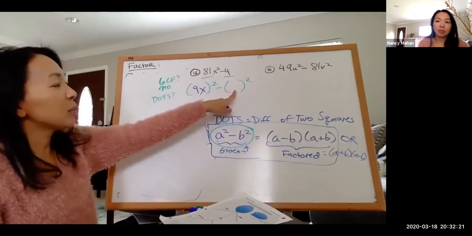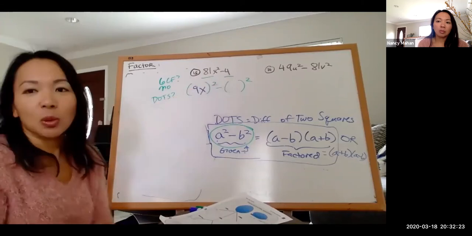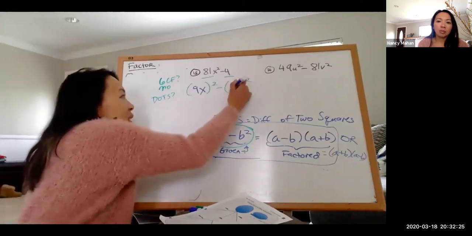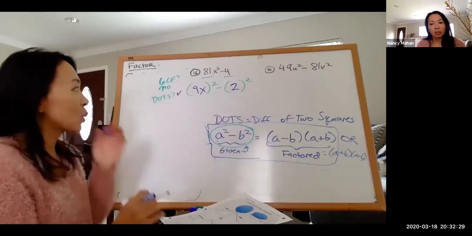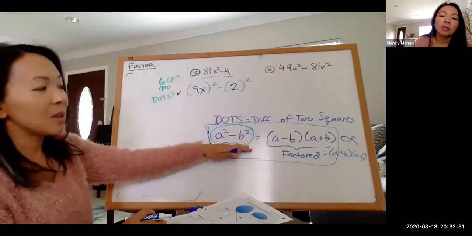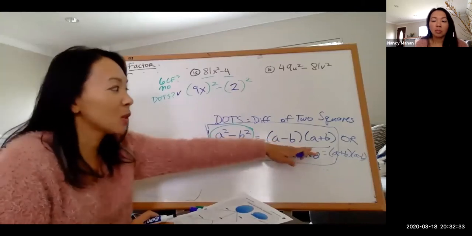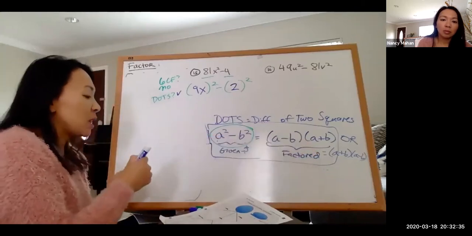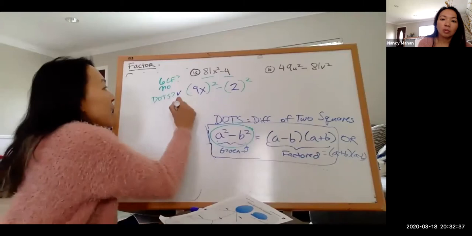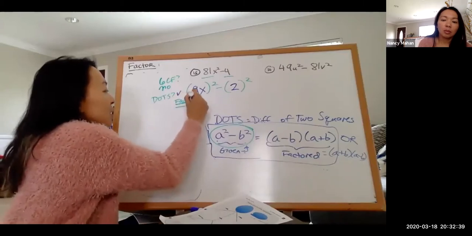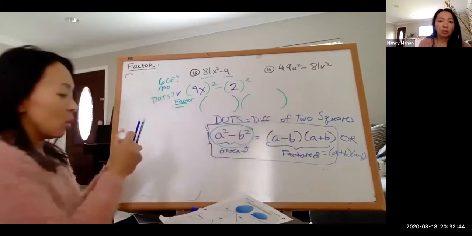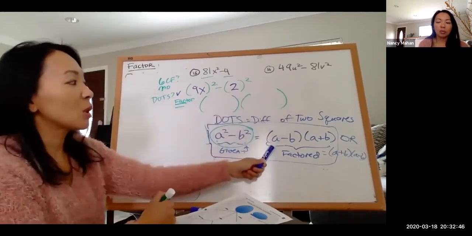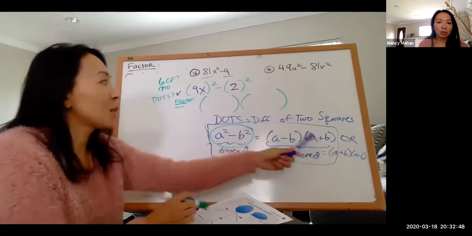The second blank is for a square term. Yes, it is. It's the square root of 2. So yes, it is a difference of two squares. Because it is a difference of two squares, I can now use this formula. When I factor it, it's going to be the product of two things, and the product of those two things is a minus b times a plus b.